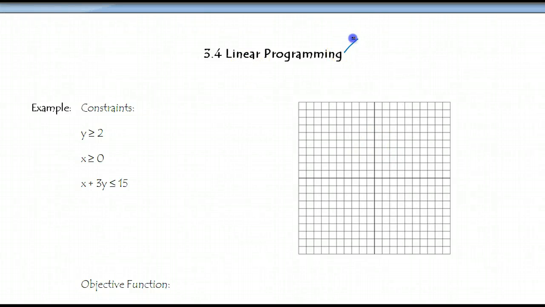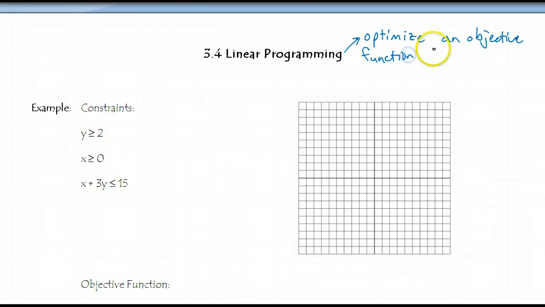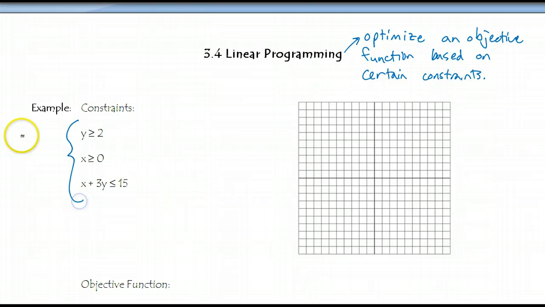Linear programming is a process used to optimize an objective function based on certain constraints. In our example problem, we have 3 constraints. And those 3 constraints together make up a system of linear inequalities.